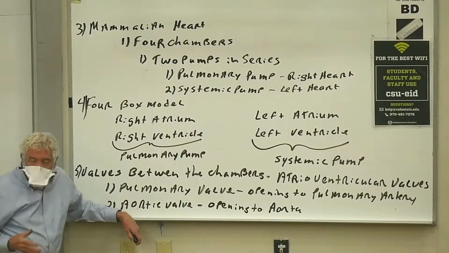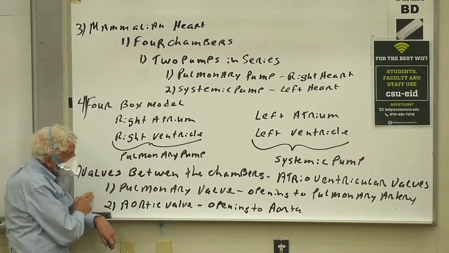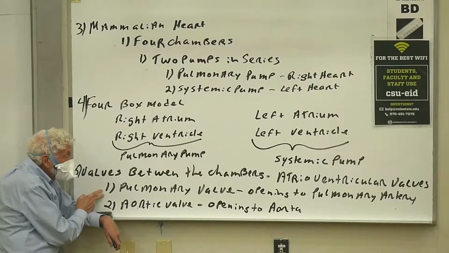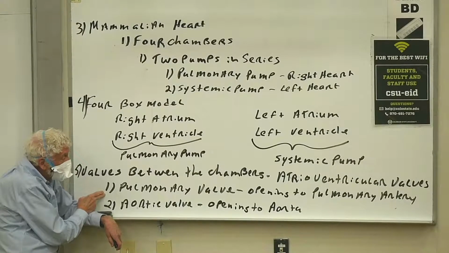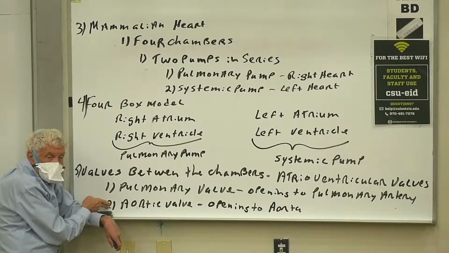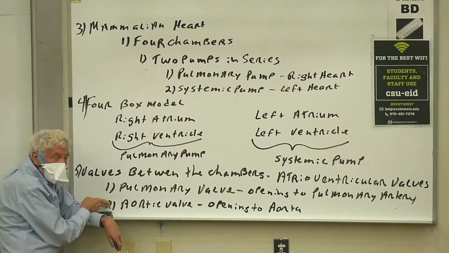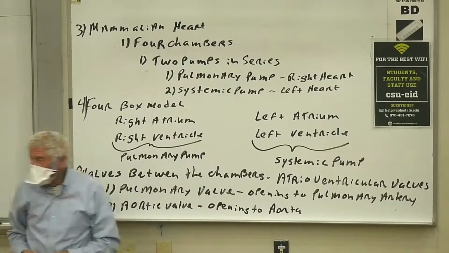And we'll work our way through these and we'll talk about them. But most of the time we're going to talk about atrioventricular valves. And then there's going to be a pulmonary valve, a valve at the opening of the pulmonary artery, on the right side. And then there's a valve called the aortic valve, which is on the left side, found in the opening to the aorta. And we'll walk our way through that.